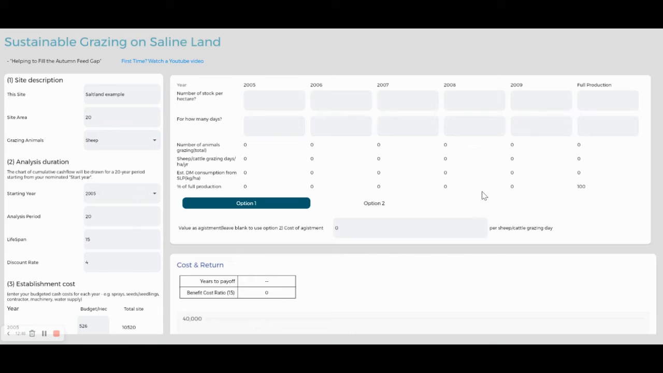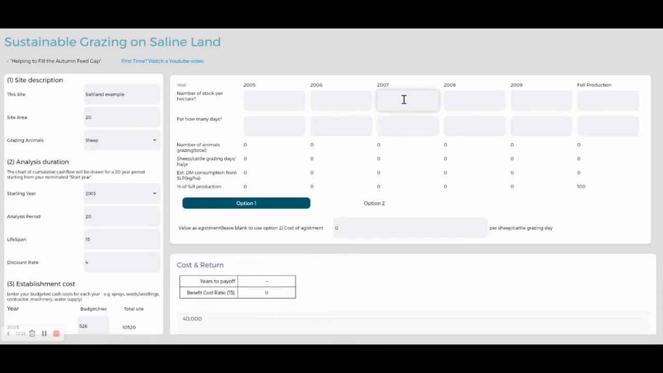So the grazing is entered per year and then at full production. The way the calculations are carried out allows for less grazing early on, grazing building up, and then achieving a maximum production which is retained at that level for the duration of the lifespan of the saltland pasture that you entered back in step number 2.